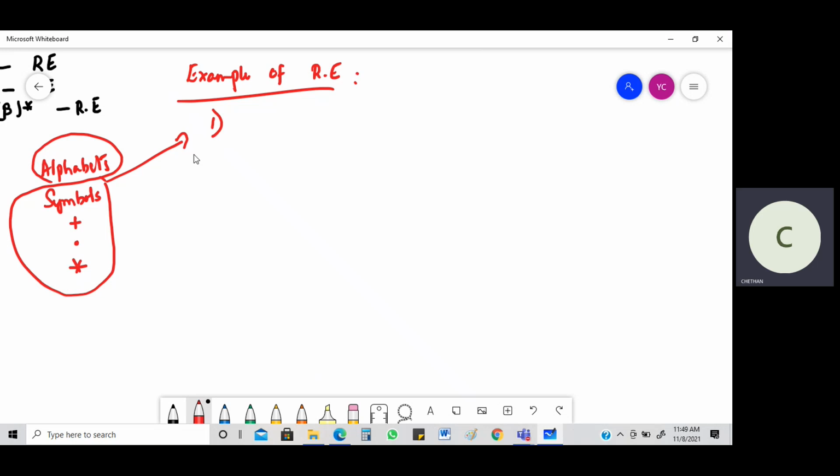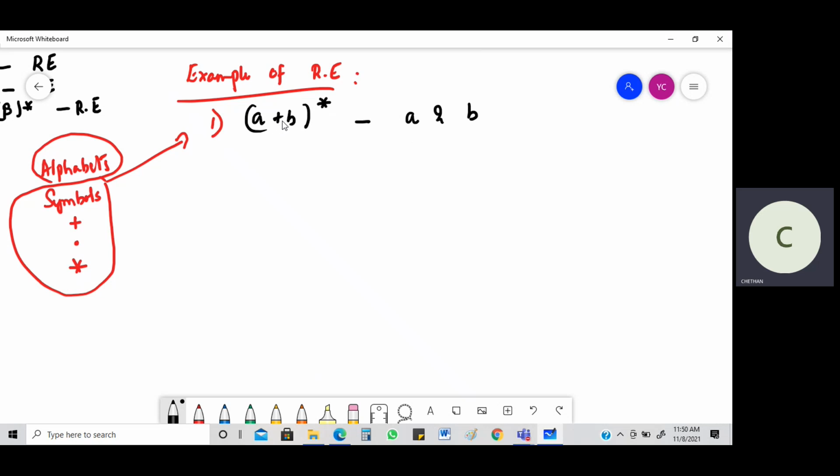First and foremost, let me take one example. The simplest example will probably be like this: a plus b the star. So what is the meaning of this? The meaning of this is very simple. It is nothing but a set of strings having a's and b's.